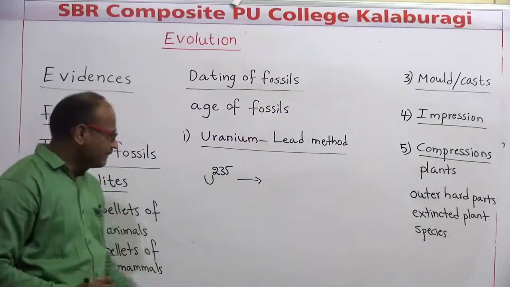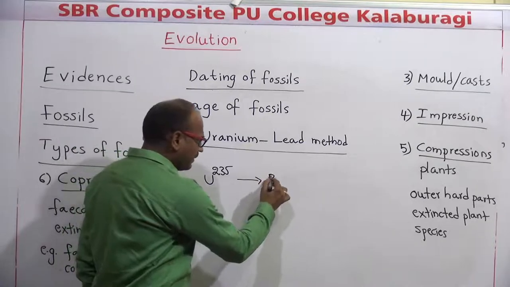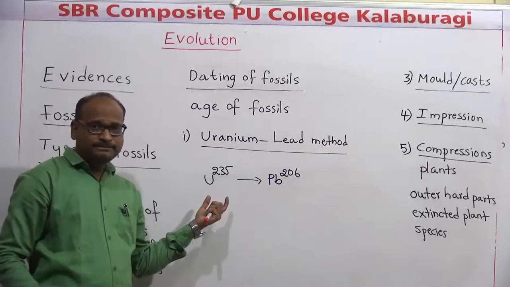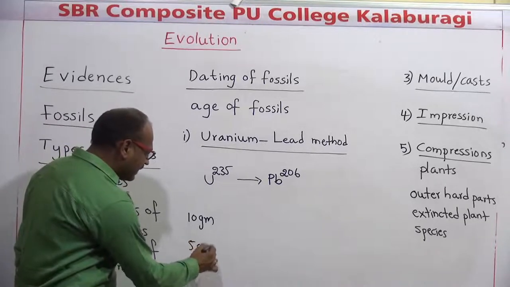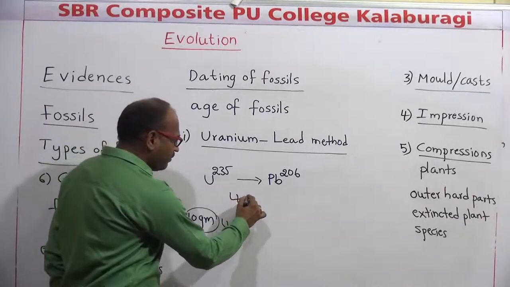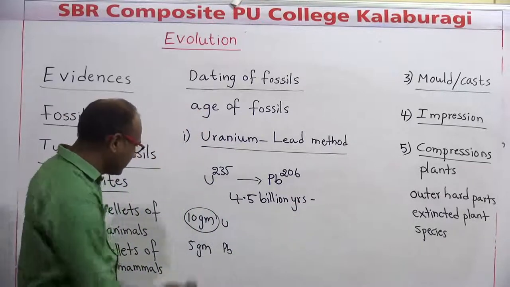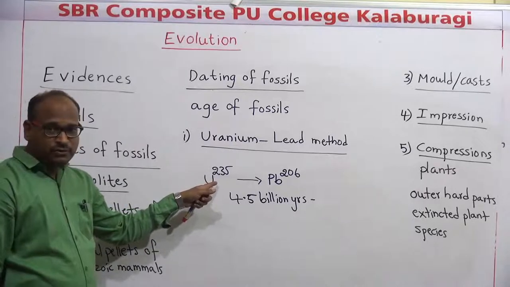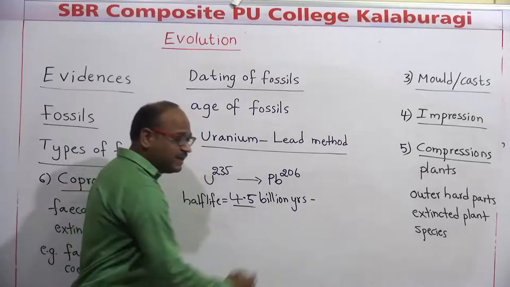In that process, uranium, by emitting radiation, is converted into lead 206. If you take 10 grams of uranium, 5 grams of the uranium is converted into lead in 4.5 billion years. We say it is the half-life. So, the half-life of uranium 235 is 4.5 billion years.